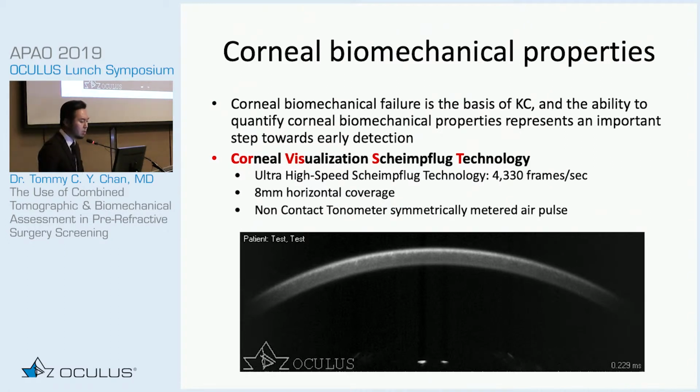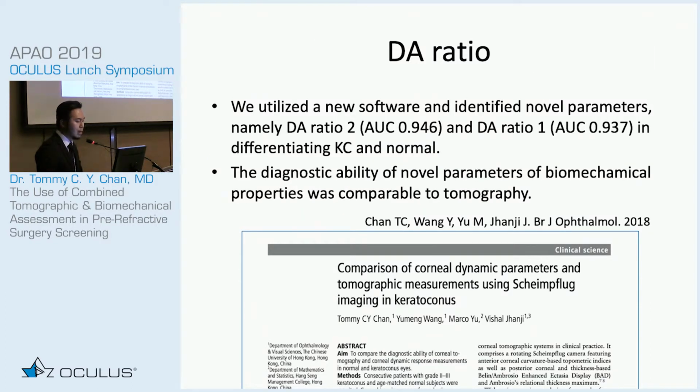And as Professor Jhanji mentioned about the corneal biomechanical properties, because we know that corneal biomechanical failure is the basis of keratoconus, the ability to quantify these properties is an important step for early detection of the disease. And actually CVS stands for the Corneal Visualization Scheimpflug Technology. And we utilized the new software from the CorVis, and we identified 2 parameters, which are DA ratio 2 and DA ratio 1, which show a very high AUC of more than 0.93 in differentiating keratoconus from normal. And we found that the diagnostic capacity is comparable between biomechanical properties and also topography.